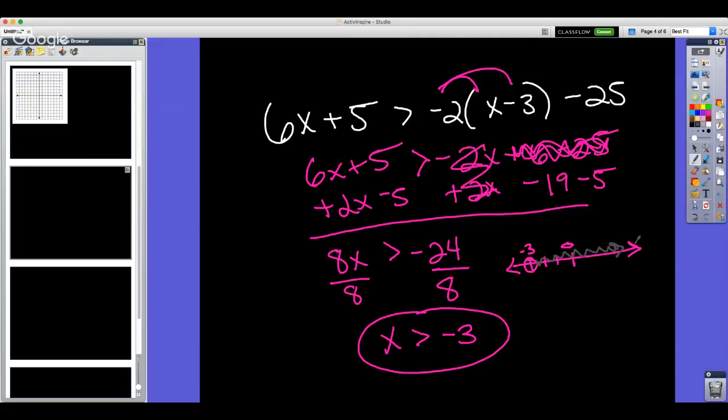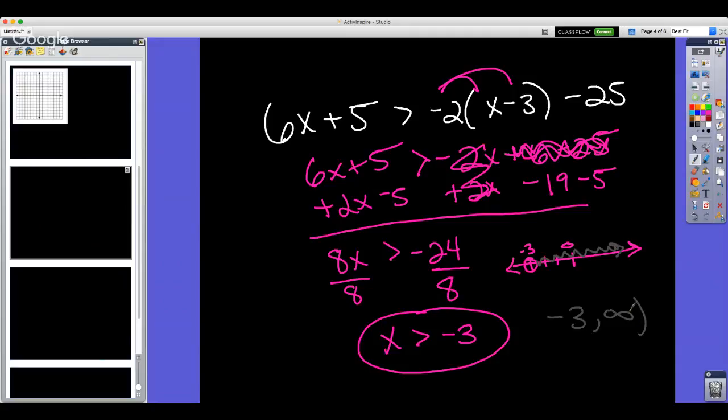What's the furthest left value in this graph? -3. Okay. What's the furthest right that it's going to go? Okay. So we're going to do -3. The furthest right is infinity. And would this be a parenthesis or bracket? Parenthesis, why?